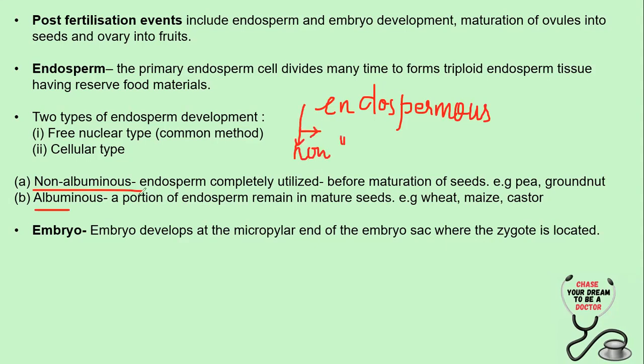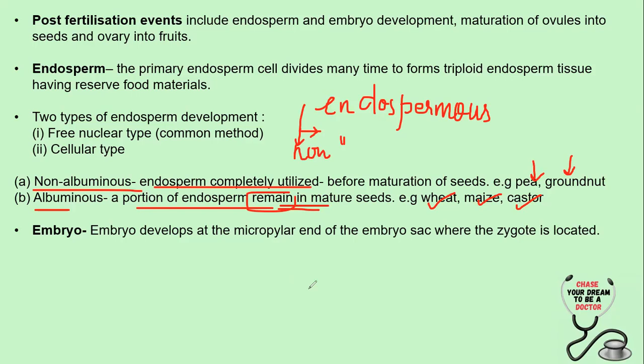Clear? Albuminous seed means a portion of the endosperm is remaining inside the mature seed, for example, wheat, maize, and castor. Whereas in case of pea and groundnut, there is no endosperm for further development. Endosperm is utilized completely by the developing zygote. Clear? Is this process clear for everyone?